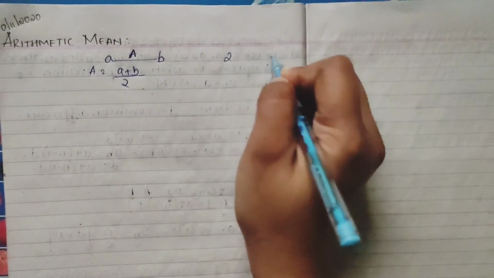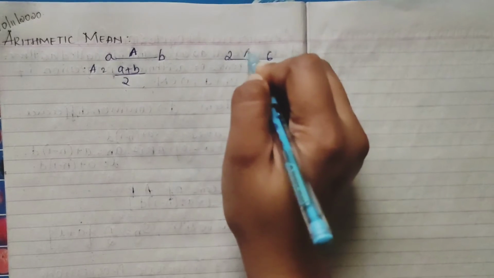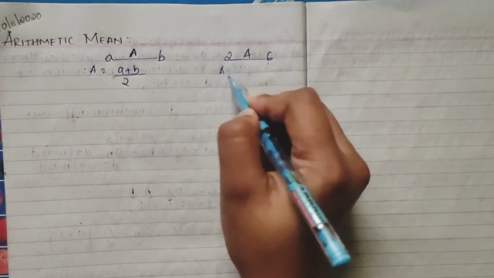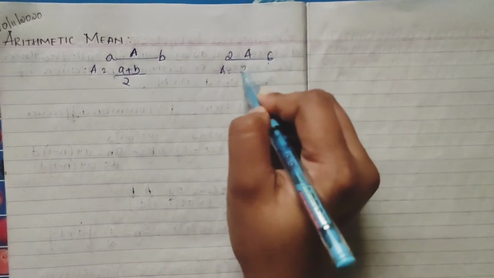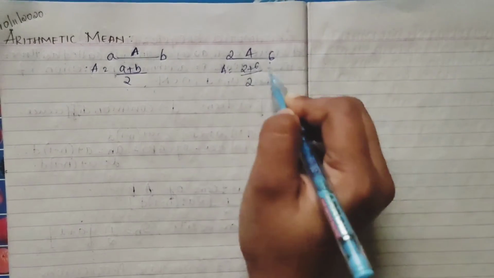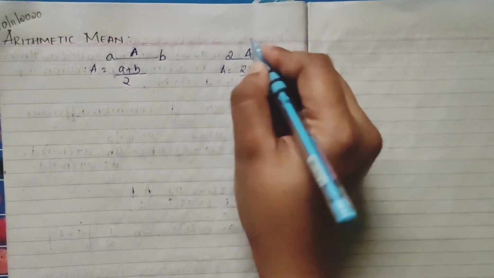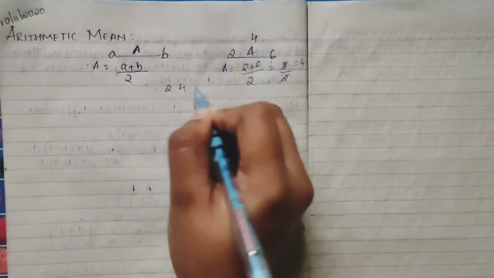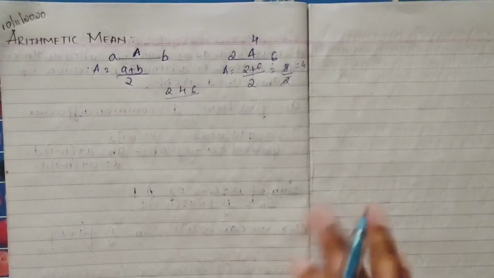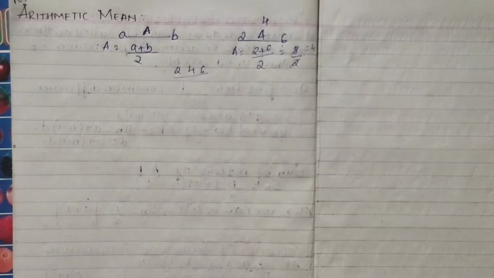For example, there are 2 and 6. The middle number we want to find. So this is a plus b, right? So 2 plus 6 divided by 2. So how much will you get? 8 divided by 2, which is 4. So the middle number is what? 2, 4, 6. I hope you have understood how you do arithmetic mean.